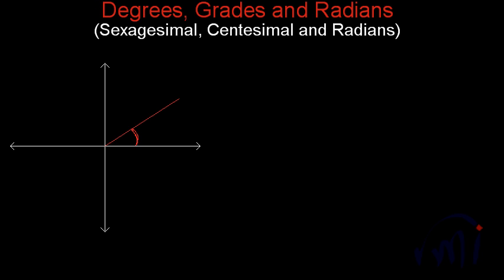And how do we measure it? We measure these angles in degrees, grades and radians. Degrees are also called sexagesimal measurements and grades are called centesimal measurements, and there is one more kind of measurement which is radian. Degrees and grades are defined based on the right angles.